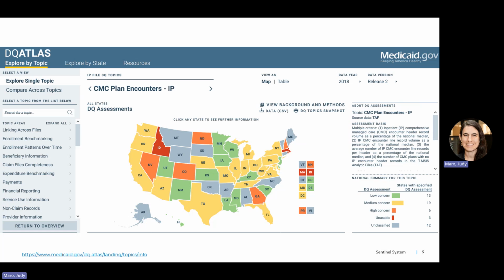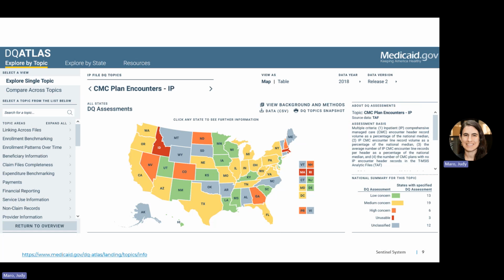You see that on the left you can search for a topic within the T-MSIS data set. That can be a variable or a field. These data are available in yearly increments, as well as separated by jurisdiction, and then also by the release of that data. On the right, in the lower right-hand corner, you see an assessment, and that assessment is for the particular variable shown on the screen. Here, it's the comprehensive managed care plan encounters in the inpatient setting.